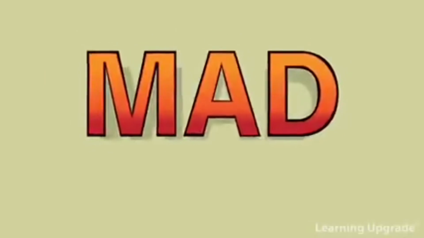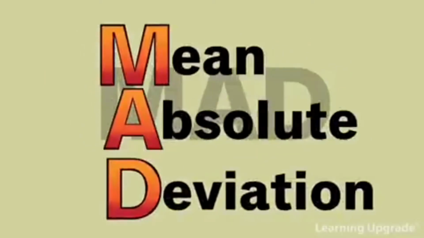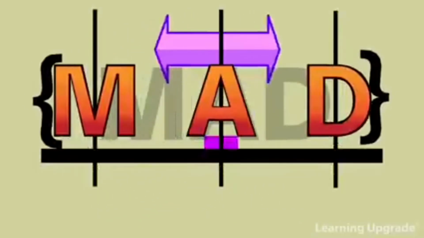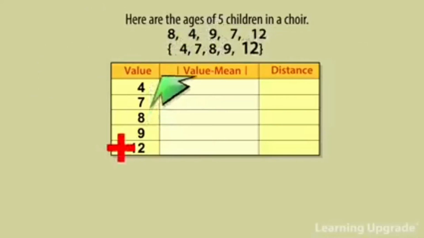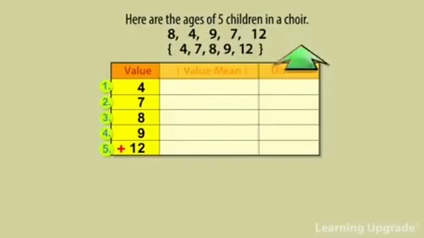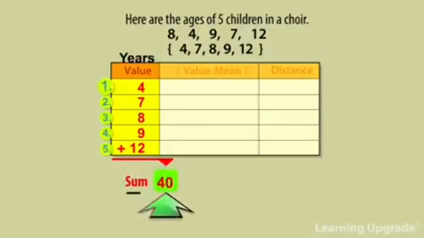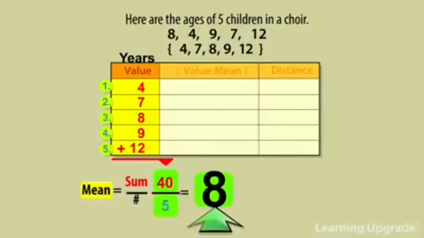MAD. The mean absolute deviation of a data set is the average distance between each data value and the mean. Add up the ages of a 5-member student choir. 4 plus 7 plus 8 plus 9 plus 12 equals 40 years. Divide 40 years by the number of students, 5. The mean is 40 divided by 5 equals 8 years.